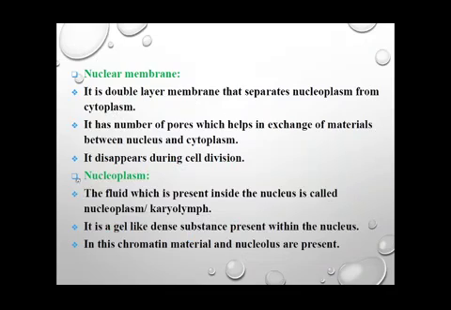This nuclear membrane disappears during cell division. You will be studying cell division in detail. There are two types of cell division, mitosis and meiosis, and there are further different stages of mitotic and meiotic division. When cell division occurs, the nuclear membrane disappears. You will study the details of the different stages of meiotic and mitotic division in higher classes. Now comes the nucleoplasm.